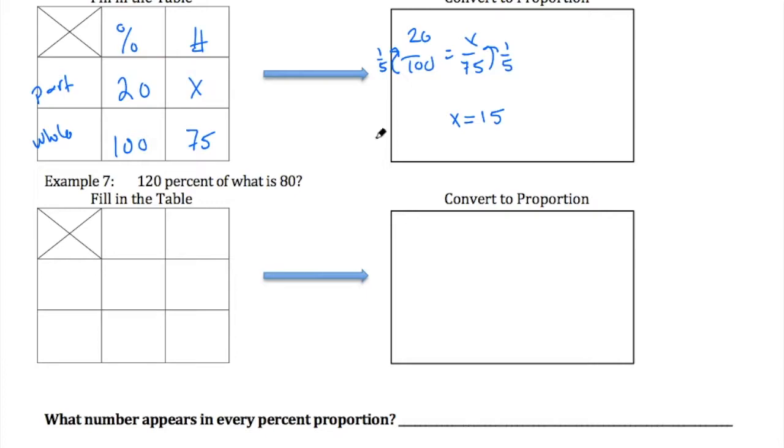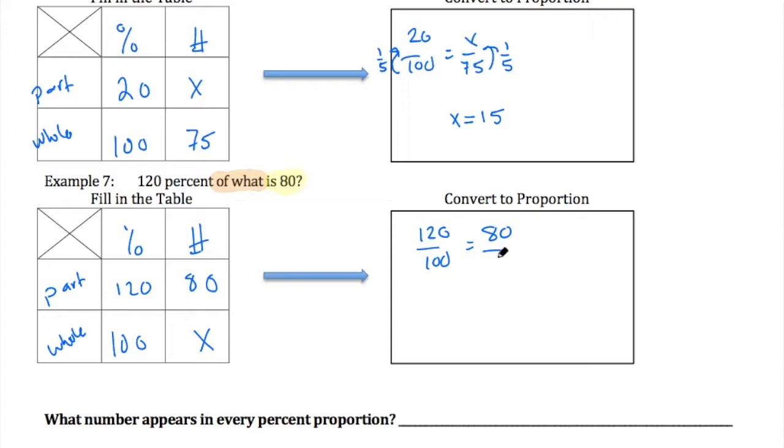All right, example 7, let's pick apart what goes where first. They told us 120%. They said, of what? So that would kind of tell us that of what, we're talking about X as our whole there. And then is 80. So that's going to be our part there. So again, part, whole, percent, and our number. Okay, so we've got 100, of course, for our percent whole. 80 is our part, X is our whole. Here, they told us 120%. Okay, 120 over 100 equals 80 over X.